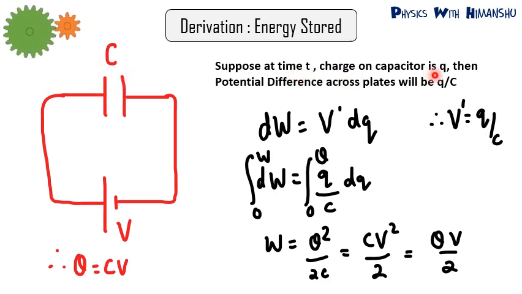Suppose at time t, the charge on the capacitor is Q, and the potential difference is V. So what can be the maximum charge? The maximum charge Q will be CV. But suppose at time t, the capacitor has charge Q. So the potential difference across the plates will be Q by C, because Q equals CV.